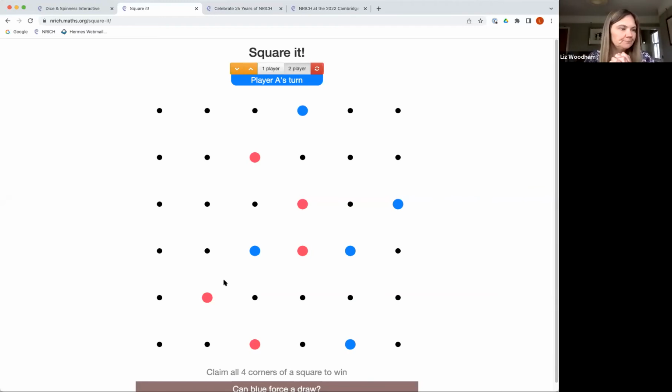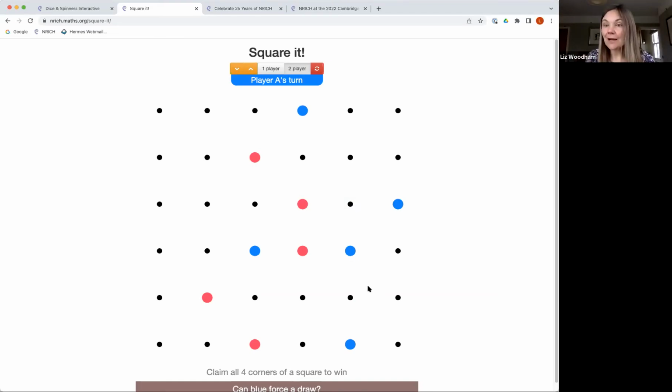So I'm getting lots of conflicting advice, Liz. You are getting lots of conflicting advice. It's interesting, isn't it? 3 across, 1 up, somebody said. I'm not sure how I could have got a square with that one. I can't see a square there. 4 across and 3 up. I'm not sure that would have given me a square.